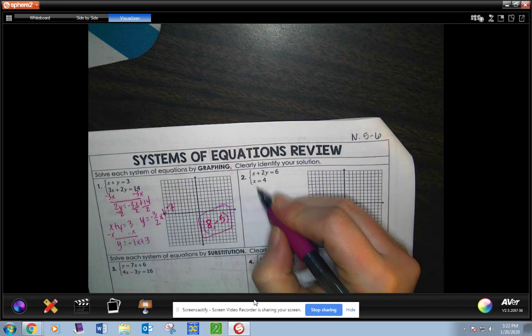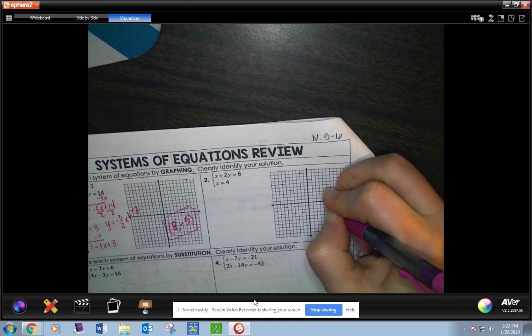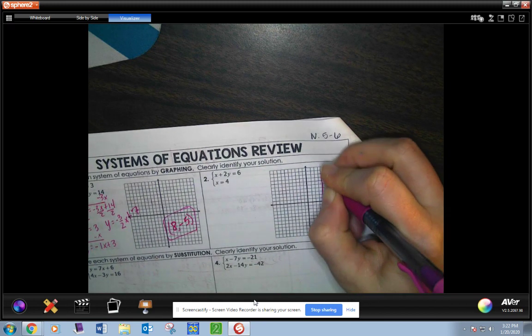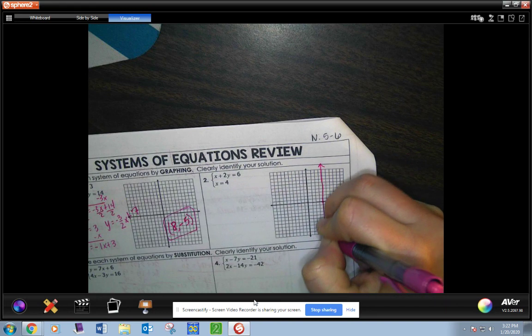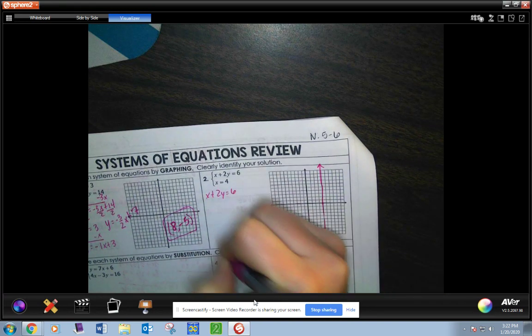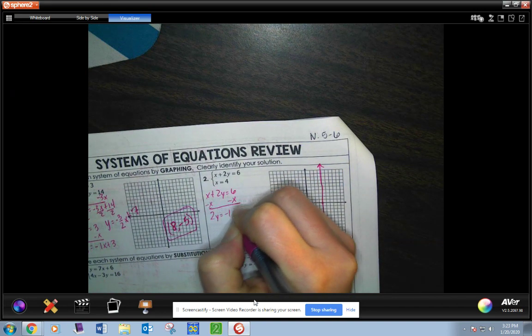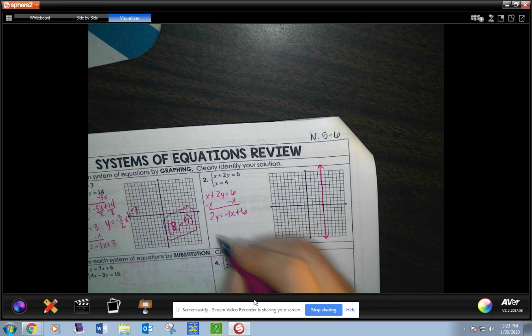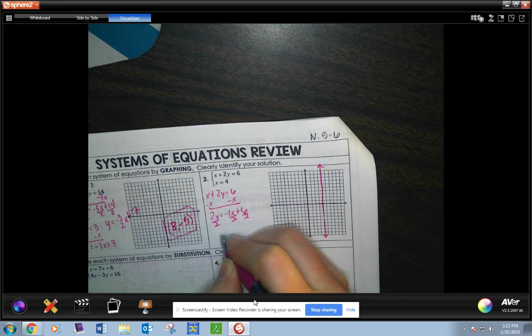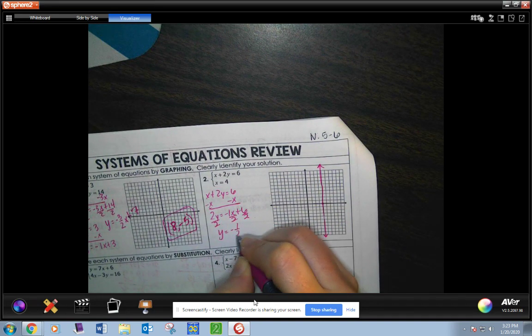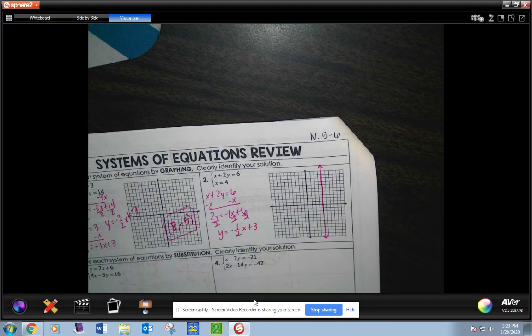Okay, for the other one, I can't put this one in the calculator because I have this x equals 4. So I'm actually going to go to 4 on the x-axis and draw my vertical line. And then I'm going to bring down x plus 2y equals 6. To get y by itself, I subtract the x. That gives me 2y equals negative 1x plus 6. And then I divide by the 2, so that gives me y equals negative 1/2 x plus 3.